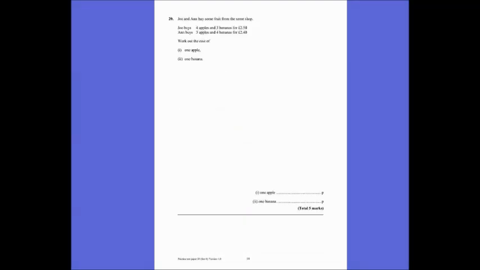Question 20. It says Joe and Anne buy some fruit from the same shop. Joe buys 4 apples and 3 bananas, and Anne buys 3 apples and 4 bananas for those prices. Work out the price of an apple and a banana. This is actually simultaneous equations, so we've got 4 apples and 3 bananas cost £2.50.